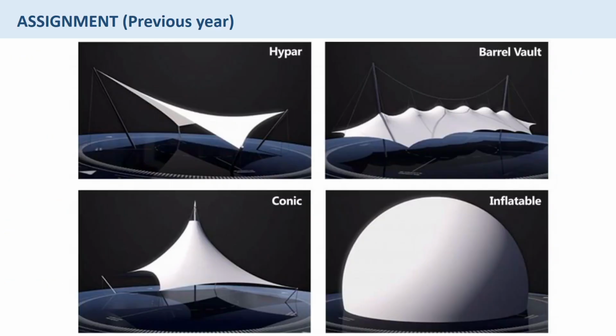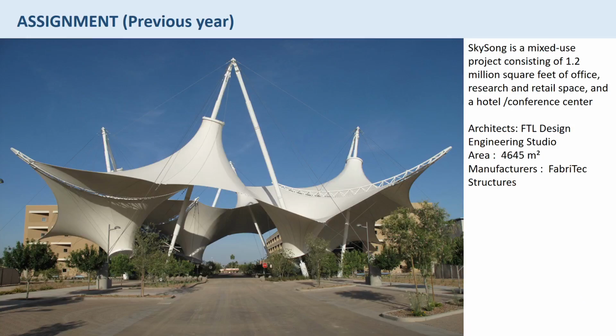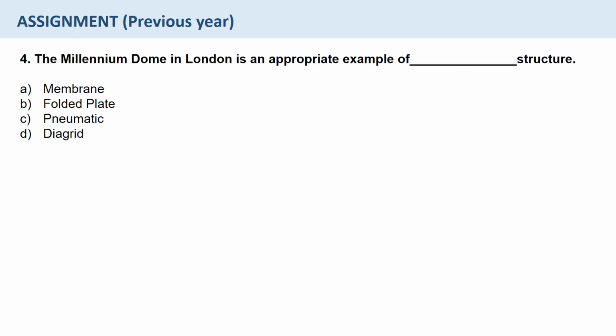So this is how a high par looks like, this is how a barrel vault looks like, this is how conic and inflatable look like, all four types of structures. So going back to the image of SkySong Arizona, it's very clear that it is a conic type tensile structure.